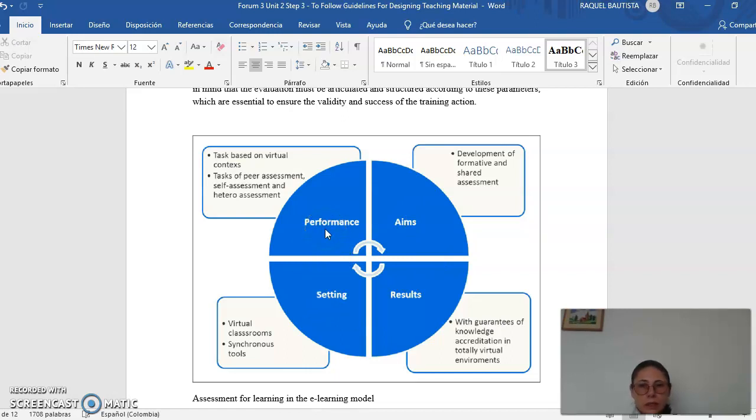Relating to performance are tasks based on virtual contexts and tasks of peer assessment, self-assessment, and hetero-assessment. The aims develop formative and shared assessments. Results guarantee knowledge accreditation in totally virtual environments. Finally, settings: virtual classroom and synchronous tools.